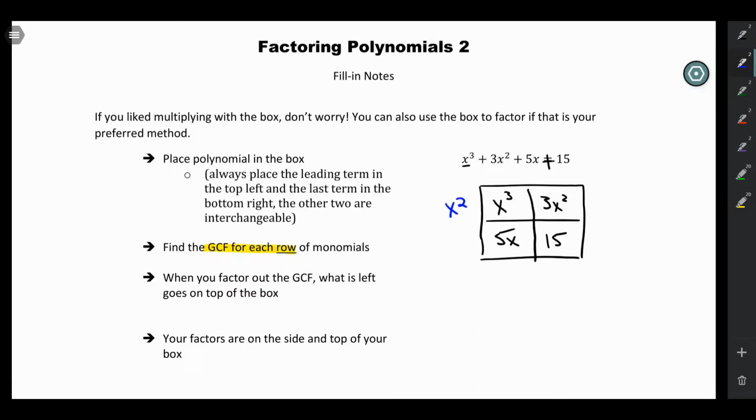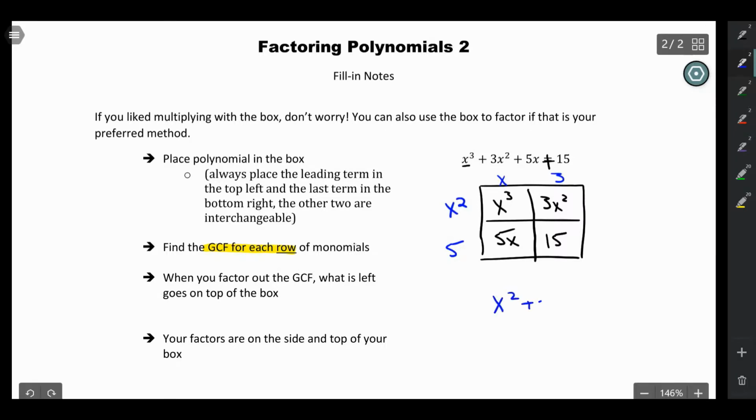And looking at this bottom row, looking for that greatest common factor between 5x and 15, I've got 5. So after I pull these out, this greatest common factor, what am I left with? Well, if I pull x squared out of x cubed, I still need one more x. If I pull x squared out of 3x squared, I still need 3. Now let's double check. If I pull that 5 off of this 5x, am I left with an x? If I pull 5 out of 15, am I left with 3? Absolutely. So then I can see that I have my factors on the side.